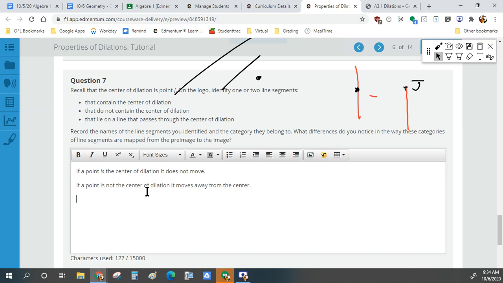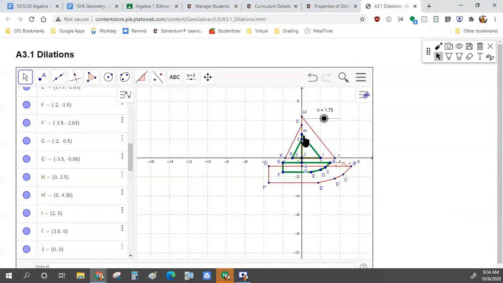And what if it's on a line that passes through the center? So if a point is on a line containing the center of dilation, what happens? Well, it moves along that line and away. So what I mean by that is, let's take a look at it one more time. See how H, this is a straight line, it's moving away from it.